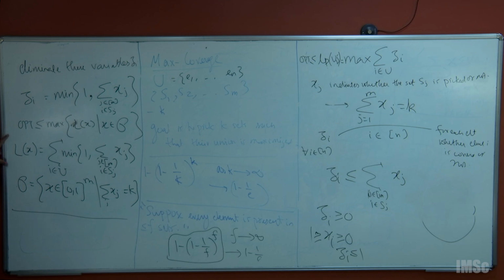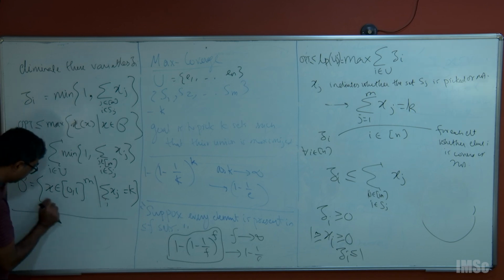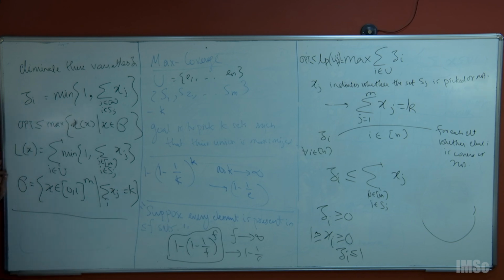So what I want to optimize is this function L of x, which for each element takes the minimum of these two. And what is the polytope on which I am trying to maximize this function? x in [0,1] to the power m. So this takes every point between 0 and 1, but the summation of those coordinates should be equal to k. I am only worried about this polytope. If you look at this function L of x, it is not a linear function. If you try to write it out, it is not a linear function.